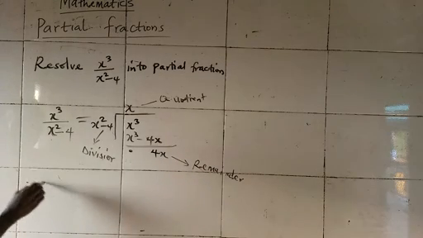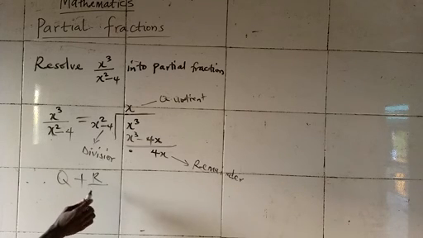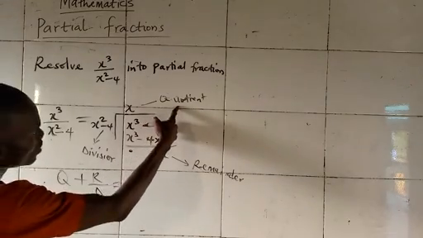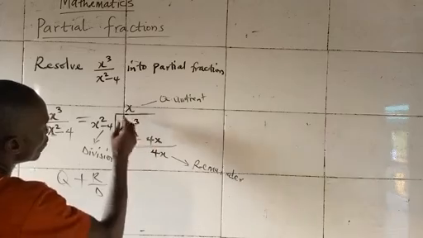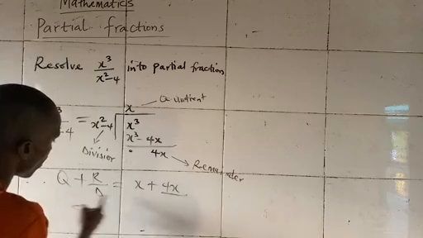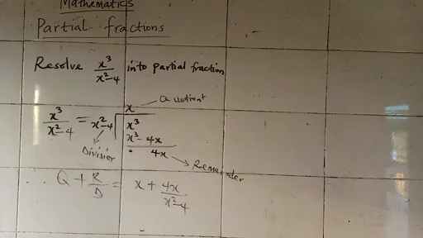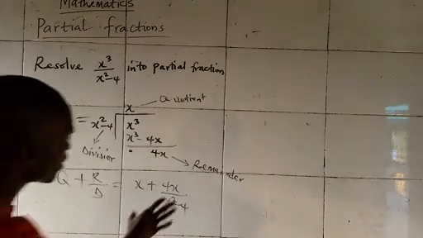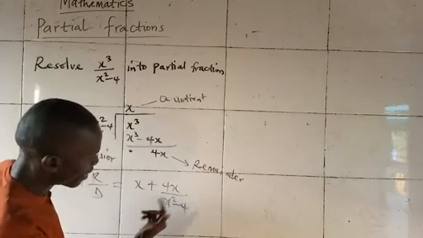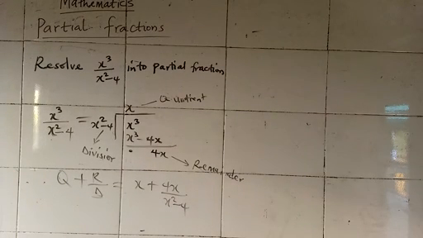I will now use this. Therefore, I can say the quotient plus the remainder over the divisor. What is my quotient there now? Remember, I said this one is the quotient. The quotient there now is x. Plus, what is my remainder? The remainder is 4x. And the divisor is x squared minus 4. You can see I have already made a partial fraction here. Why? Because the degree of x here is now lower than the denominator. Therefore, I can move on.